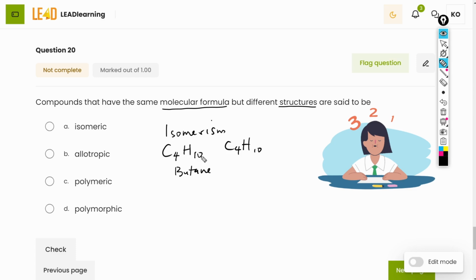So such compounds are called isomers. They are called isomers of each other. So compounds that have the same molecular formula but different structural formula are said to be isomeric. So our answer is the option A.